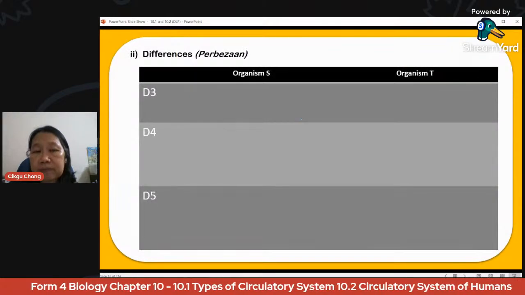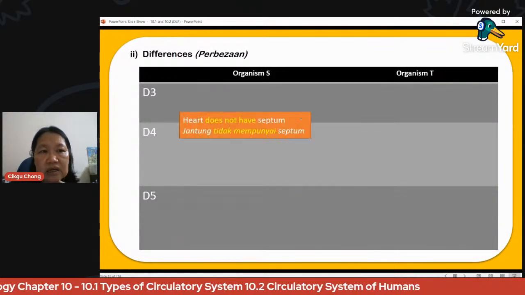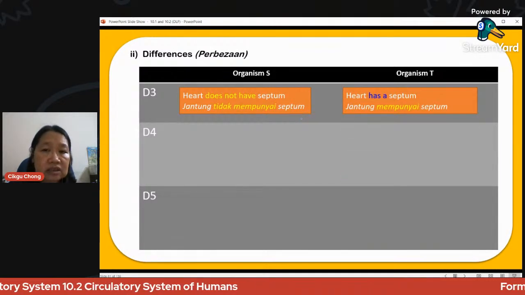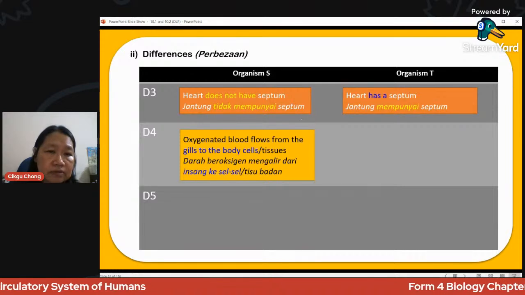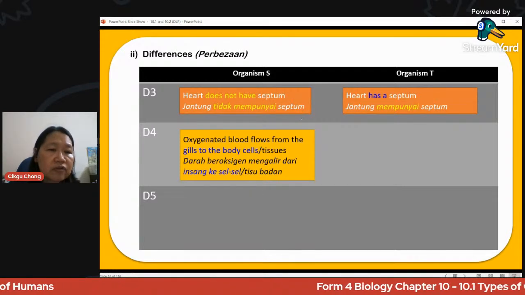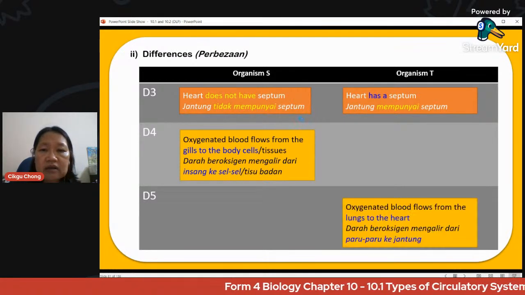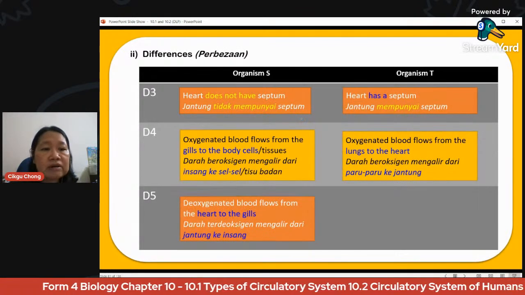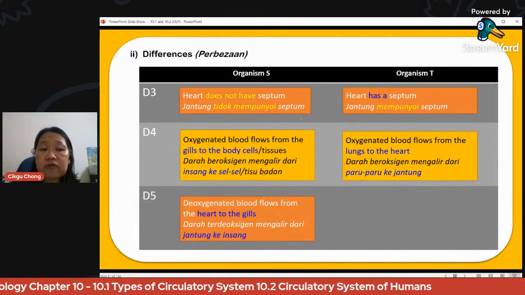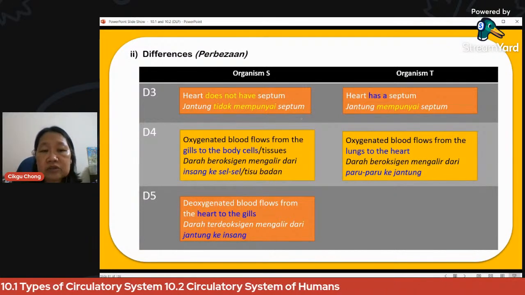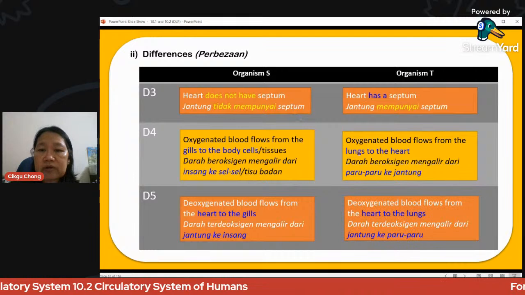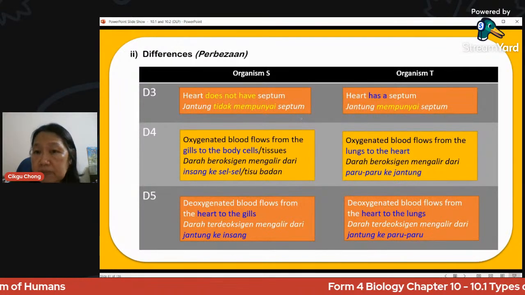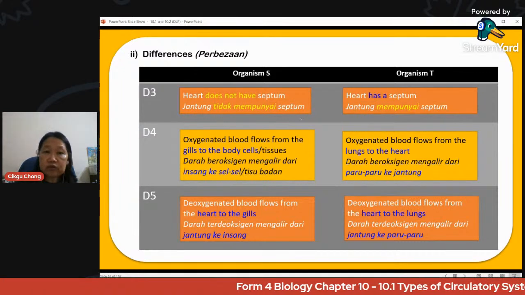You can replay this if it's too fast. Then the heart does not have a septum; you can discuss whether it has or doesn't have a septum. Then where oxygenated blood flows from and to: from the gills to the body cells, and for the other one, from the lungs to the heart. And deoxygenated blood flows from the heart to the gills, and for the human, from the heart to the lungs, to get more supply of oxygen. You can review this on your own.